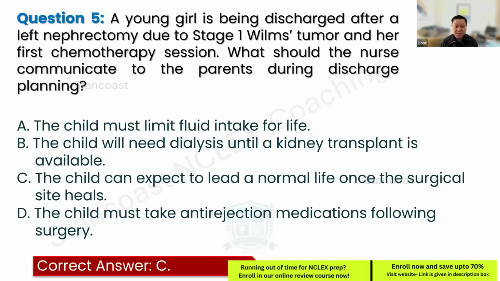And for letter B, this is also incorrect. Dialysis is not needed because the child still has a functioning kidney. And letter D is also incorrect because anti-rejection medications are only necessary after organ transplants, which is not applicable here as the child underwent a nephrectomy. So I want you to understand the specifics of Wilms tumor prognosis to provide more accurate guidance and expectations for the patient's future care.